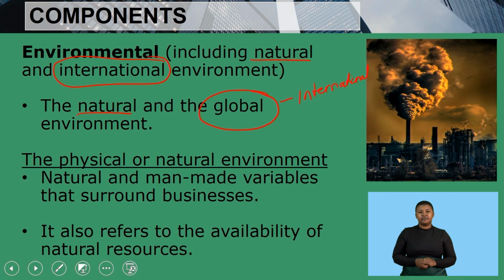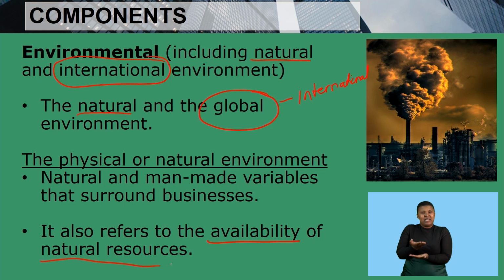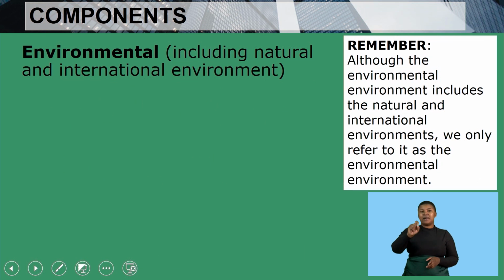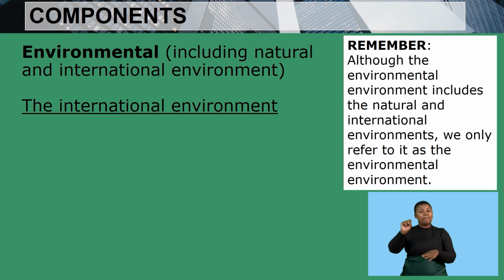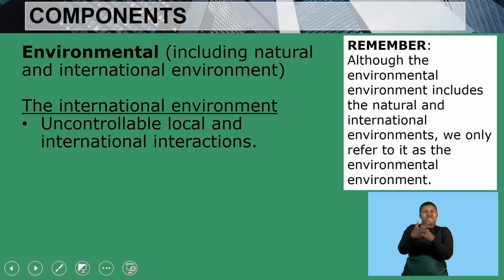So it also refers to the availability of natural resources. So is there enough coal available? Is there enough water available to use in your production process? Is there enough grain, sunflower seeds? All of these are then natural environmental factors. Then the second one is our international environment, which is then included in our environmental environment. So international, of course, is everything that happens outside of the borders of our country, which can have an impact on South Africa or on our business.